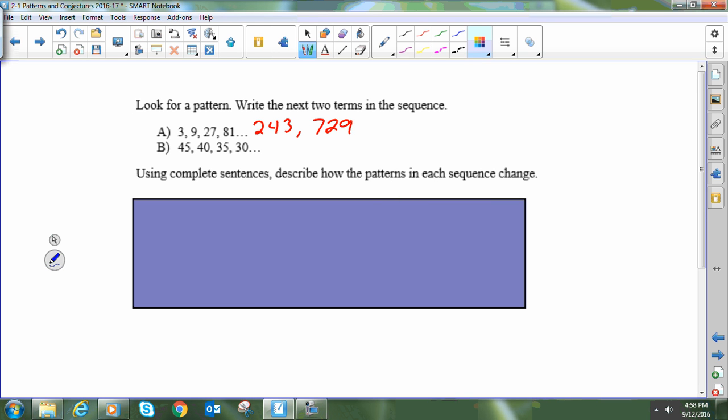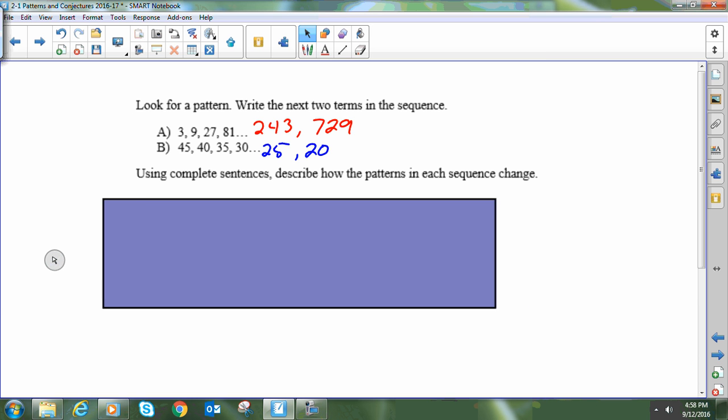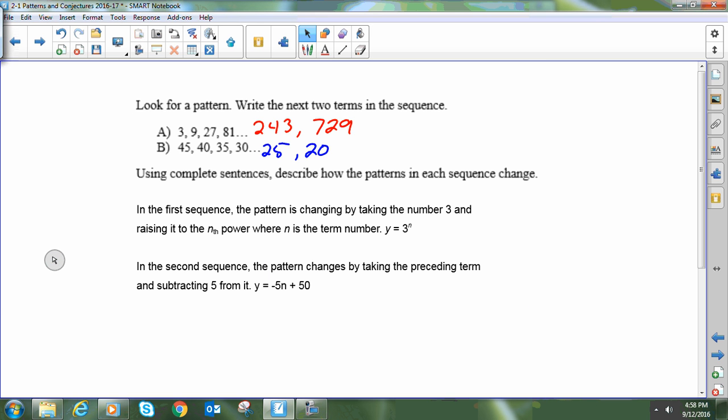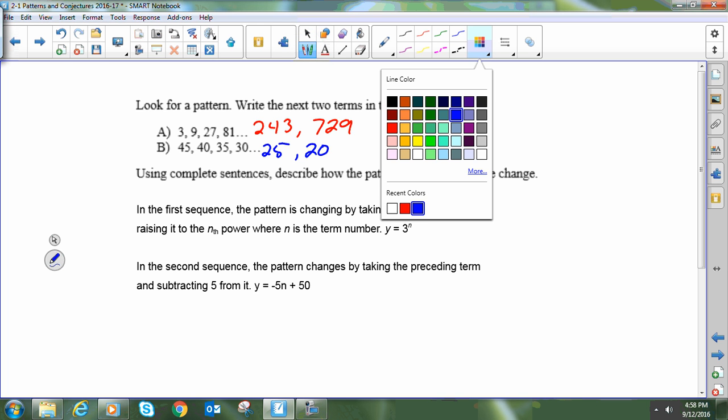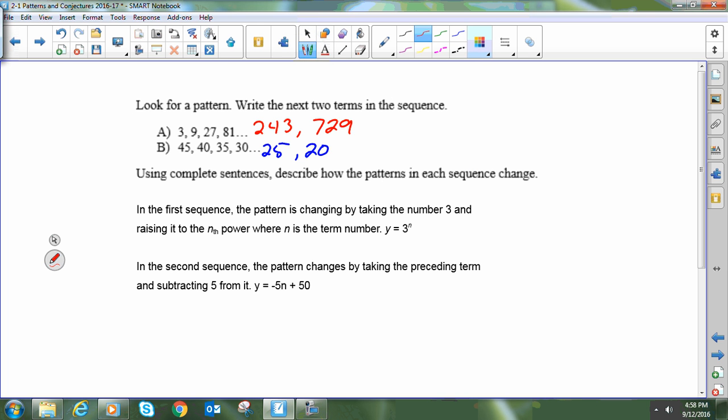The next sequence, each term seems to be decreasing by 5 each time, so we would have 25 and then 20 respectively. And the statements that I have here, you can say that they are multiplying by 3, which is what I did, but we can also say that we're taking 3 and raising it to a certain power.